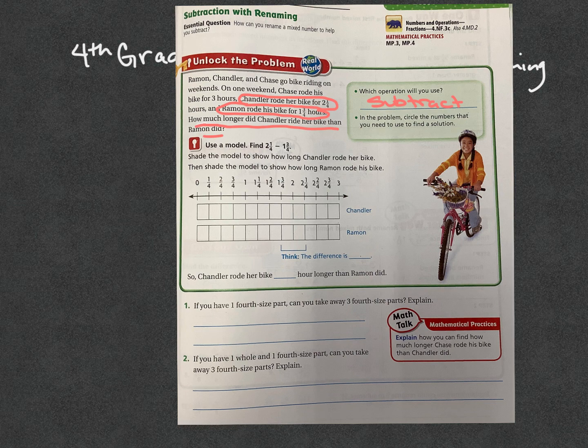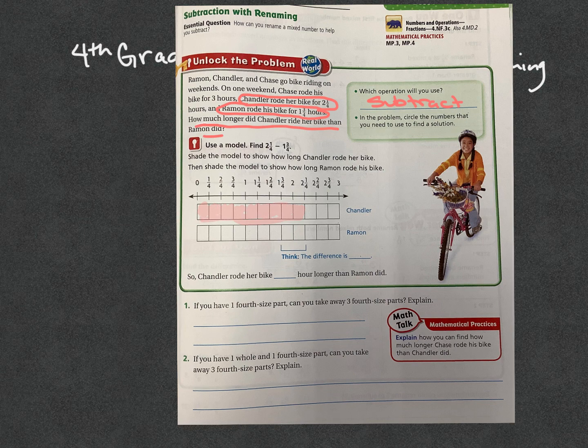So at first they have us go ahead and start out by modeling this out so our brains can see it. Shade the model to show how long Chandler rode her bike, and then shade the model to show how long Ramon rode his bike. So 2 whole and 1/4 for Chandler is going to shade like this. We'll go 1 whole, then 2 whole, and then 1/4 right there. All of that gets shaded.